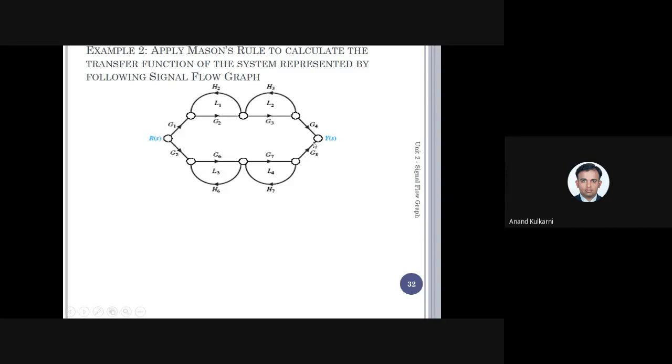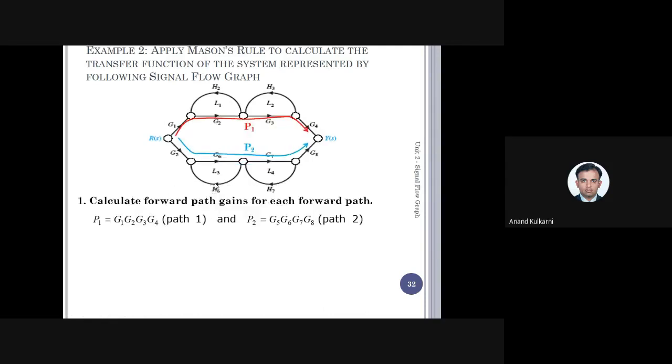So the signal is going to start. Once this is done, first and foremost thing we are going to do is find the number of paths. If you just observe here, there are 2 forward paths. One is this, that is in red color, starting from 1, 2, 3, 4, and 5, or G1, G2, G3, and G4.